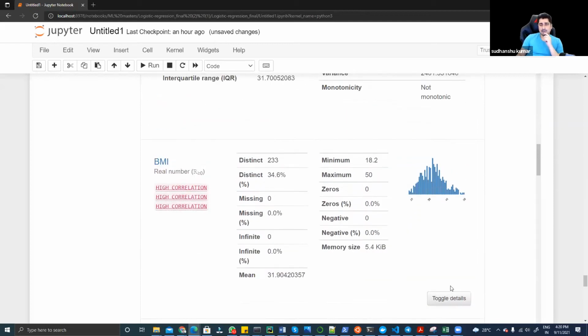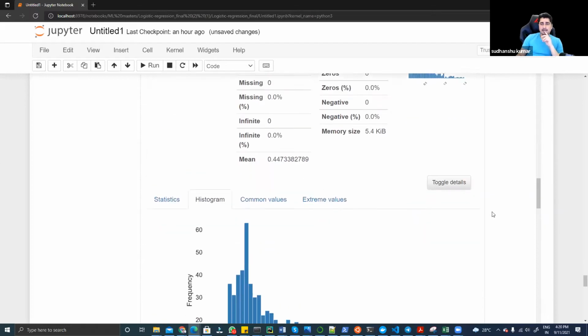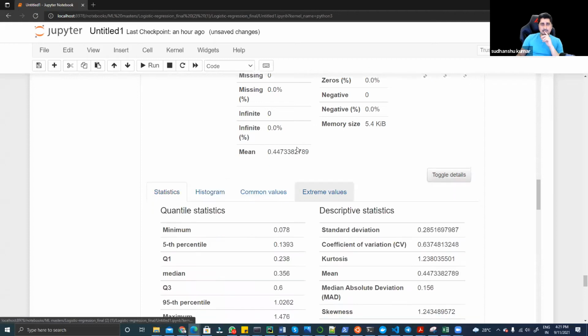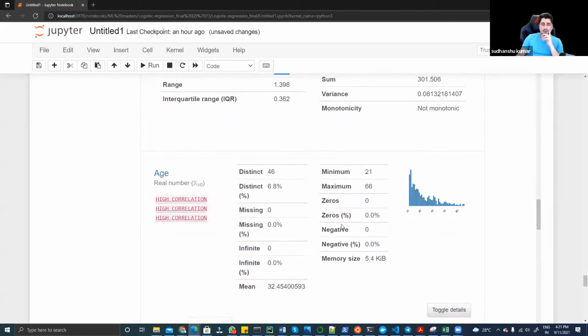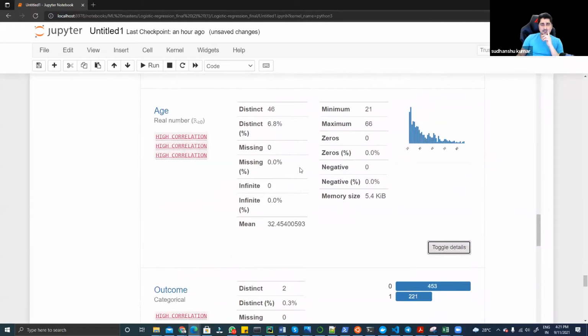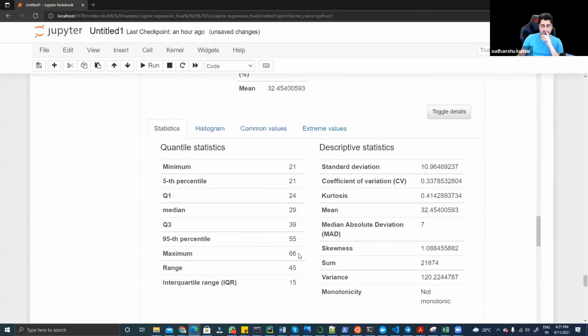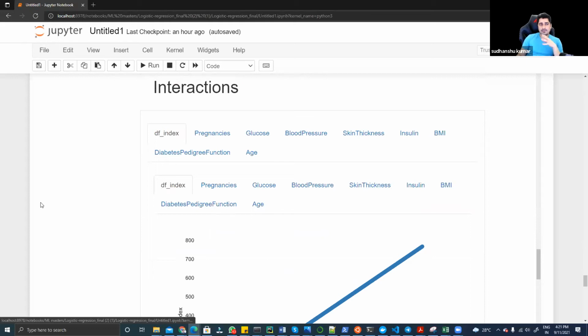Now, if I talk about BMI, I can click on toggle details, and the minimum is this one and the maximum is this one. So it's fluctuating within a certain range. If I talk about diabetes pedigree function, my minimum is 0.078 and my maximum is 1.478, approximately 20 times this one. Now here, if I check toggle details and statistics, what is my minimum? Minimum is 28. What is my maximum? Maximum is 66. So my data set is fluctuating a lot, varying on a different scale and different ranges.